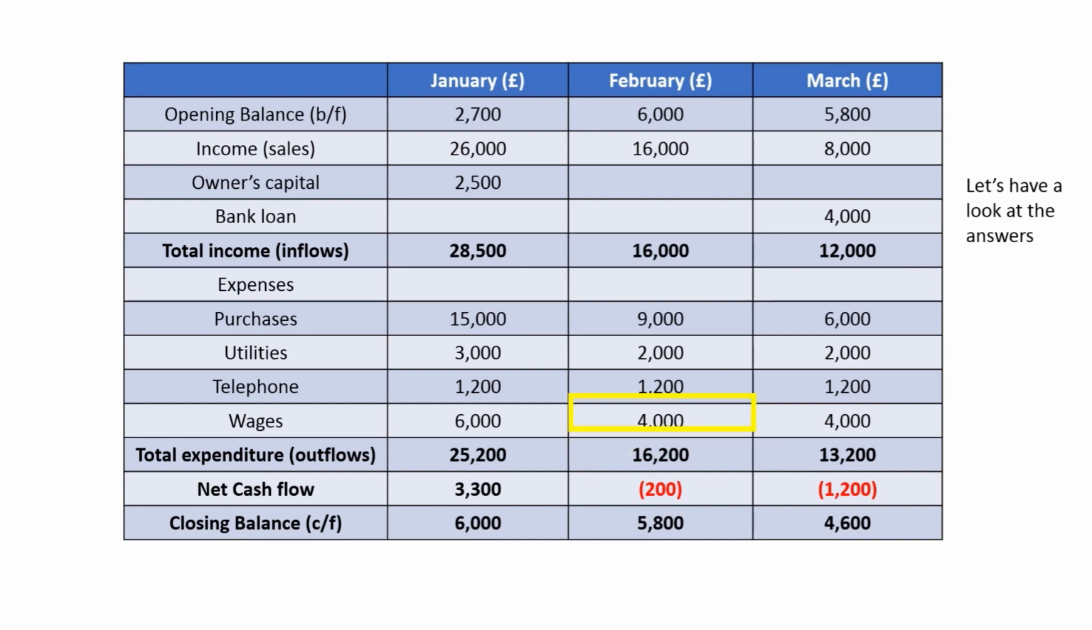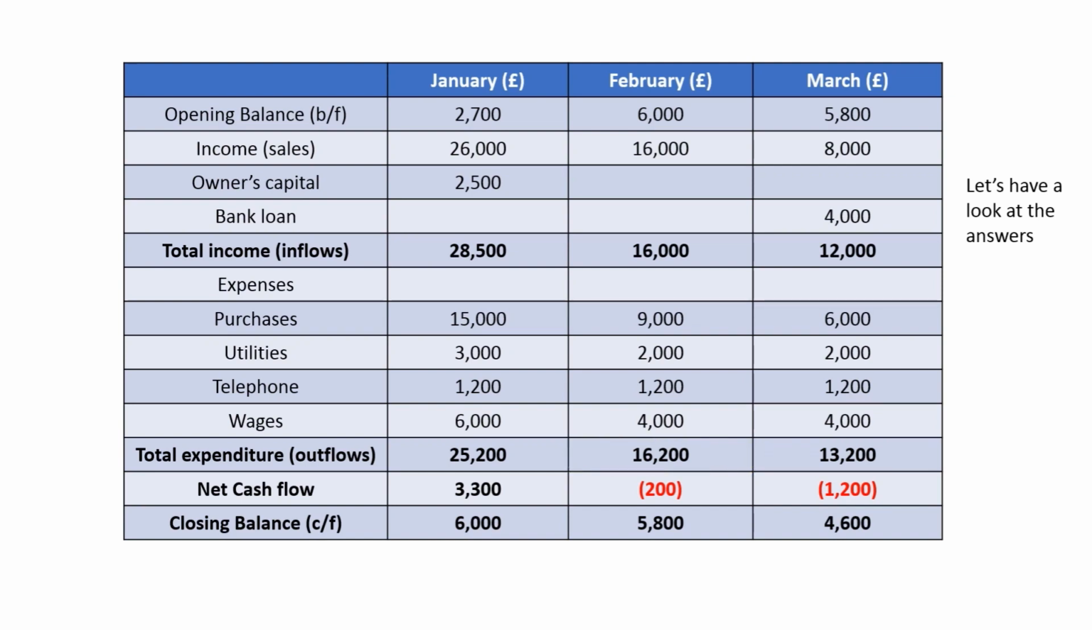We then look again at our income. So we only had £16,000 from our income from sales. So that's all we put in that box. We then look at our total expenditure, which comes to 16,200, which is adding up again all the expenses.